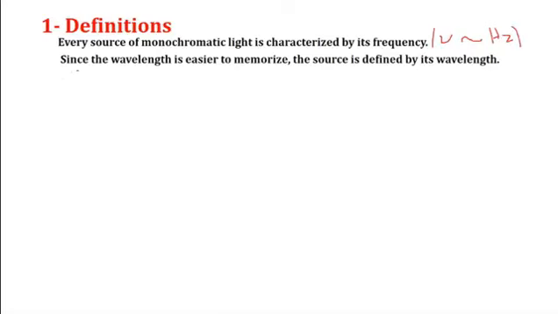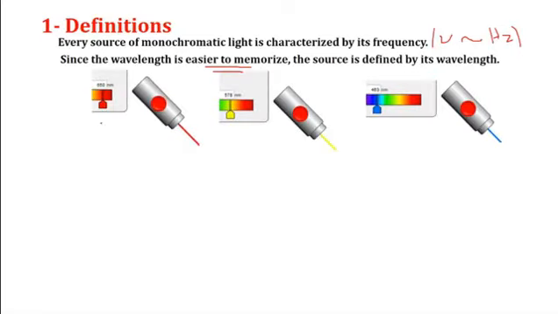And since the wavelength is easier to memorize because most of our work is done with visible radiation, the source could also be defined by its wavelength lambda. For example, if we take a red source of wavelength 650 nanometers and a yellow source, all these are defined by their wavelength or their frequency if we want. Remember that yellow is not a single value, it is a set or domain, and the same for red and blue.